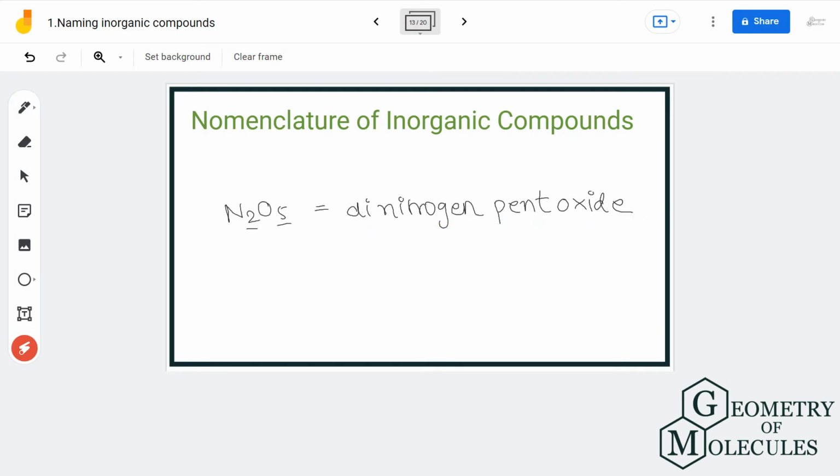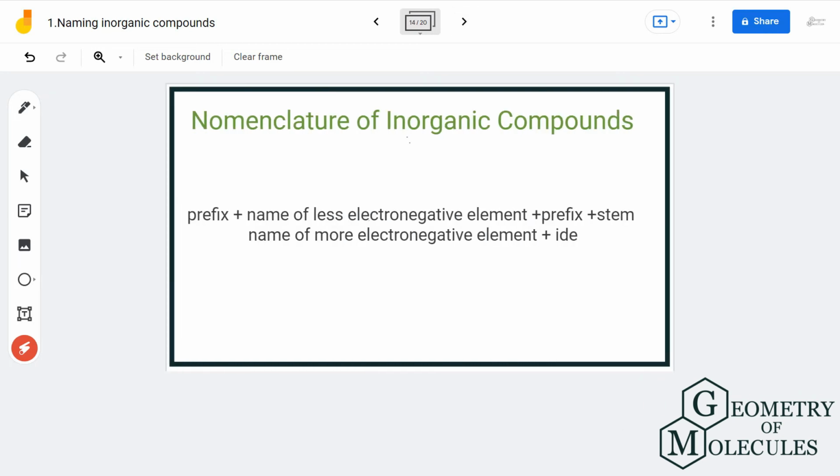Now you may ask, why didn't we write oxygen first and then nitrogen? That is because in these compounds the element with the lowest electronegativity is named first. So here the electronegativity of nitrogen is less than that of oxygen, so we started the name with nitrogen. So the general form comes out to be prefix plus name of less electronegative element plus prefix plus name of more electronegative element plus the suffix "ide".